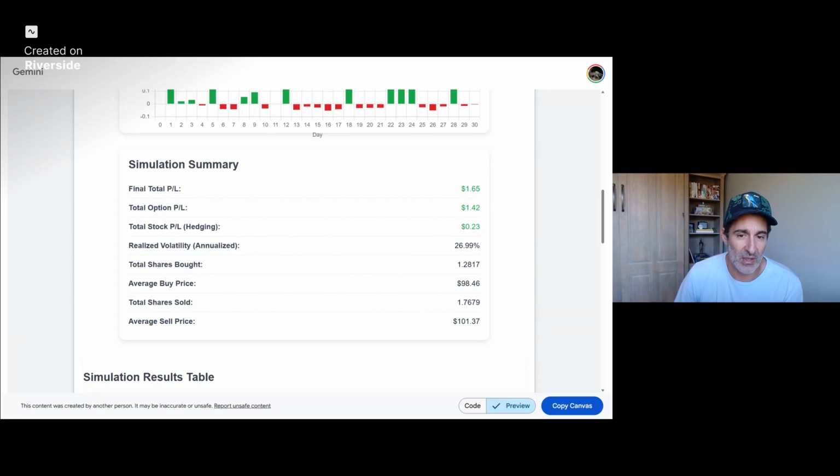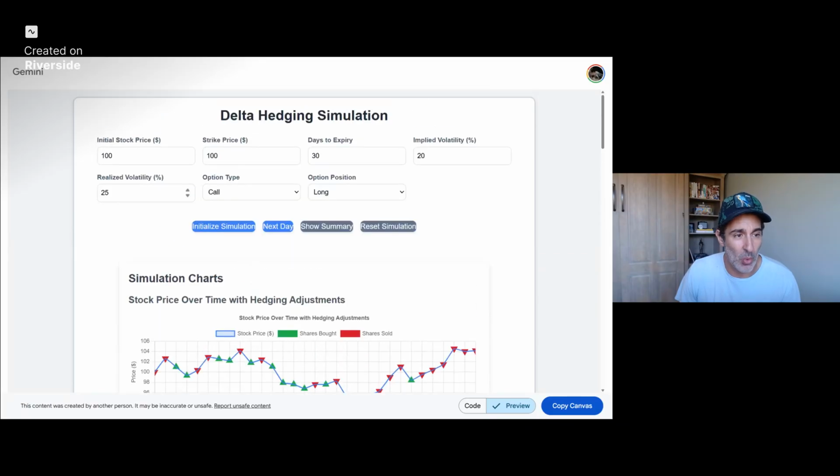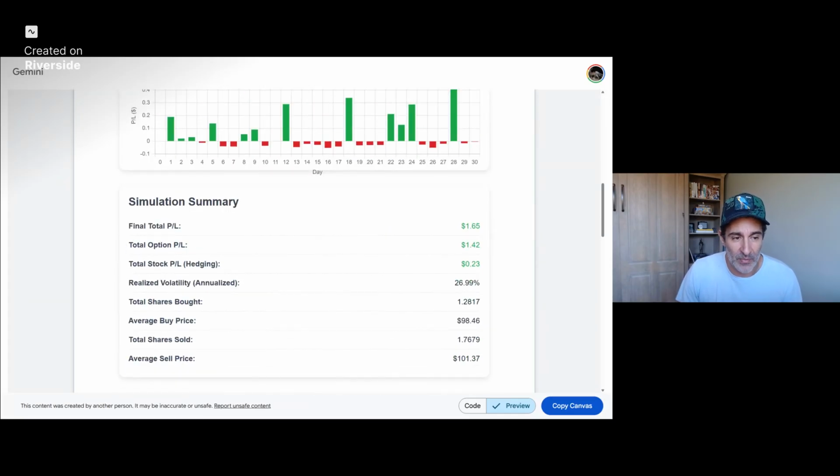You made 23 cents of hedging P&L, meaning the average price of all your buys and the average price of all your sells netted out to about 23 cents in stock trading. The realized vol: remember, we were sampling from a realized vol of 25, but that doesn't mean we're going to get a 25 vol, because we're drawing from a sample where the mean is 25 vol. We ended up with about a 27 vol. So there's 7 vol points of excess over the implied vol that we bought.